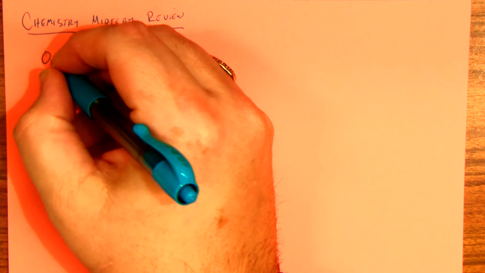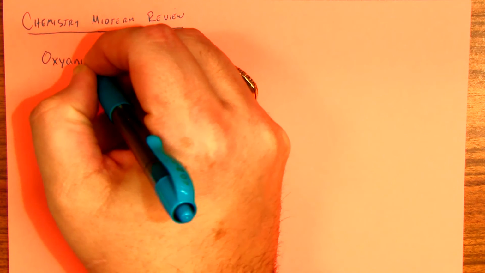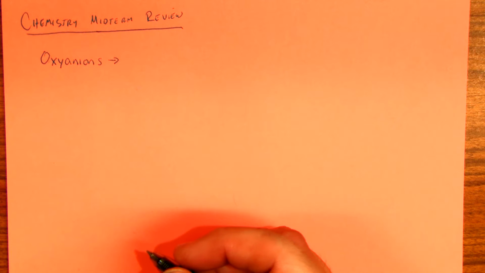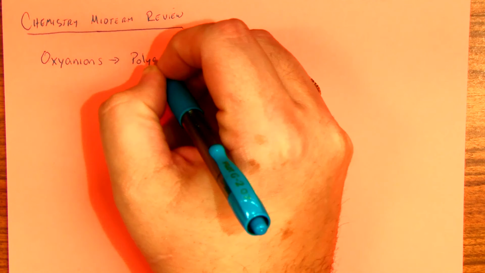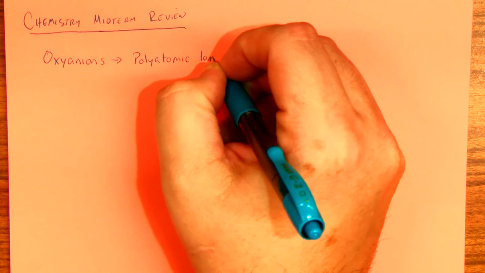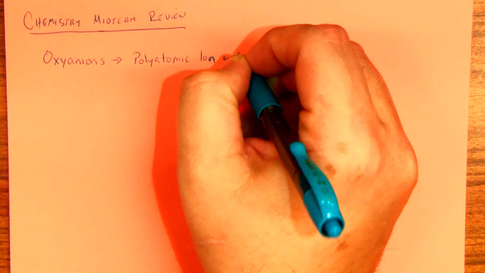Yes, sir. Oxyanions. What do you need to know about oxyanions? What are they? All right. An oxyanion is a polyatomic ion with oxygen.